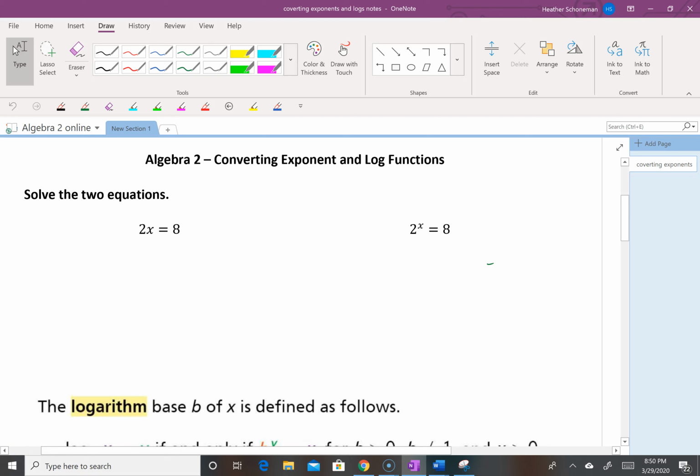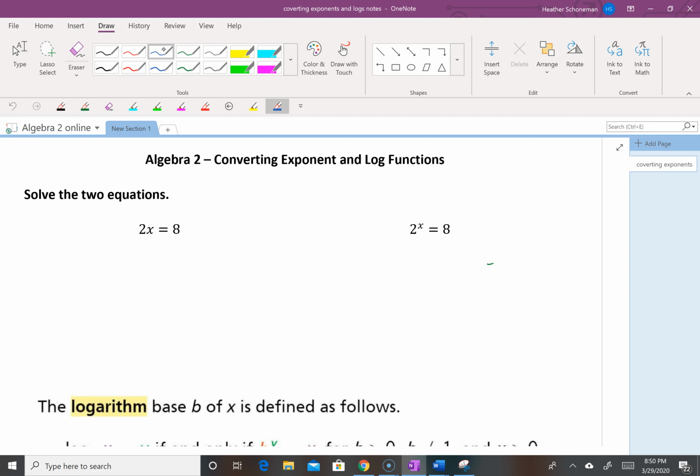All right, today is our first lesson on logs, and our goal today is going to be able to convert things from exponents to logs and then back again. We are not solving anything today. We are just trying to simply figure out how to change form so that we have the ability to solve later.